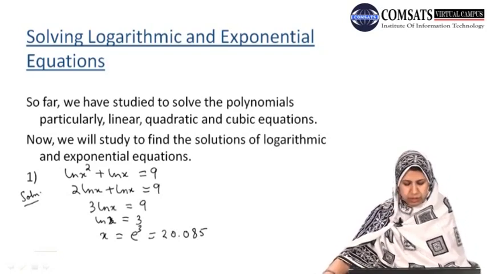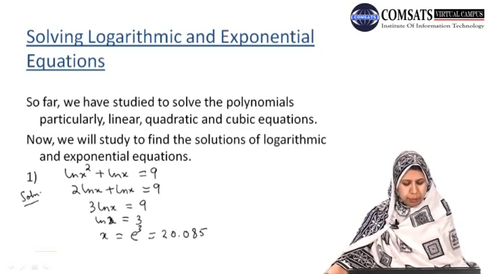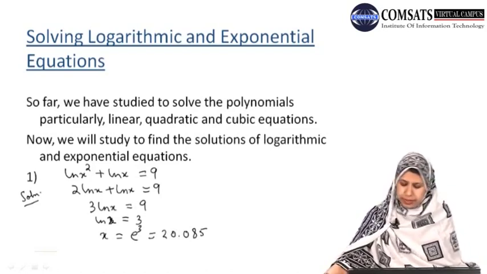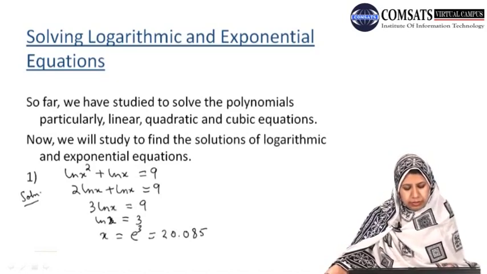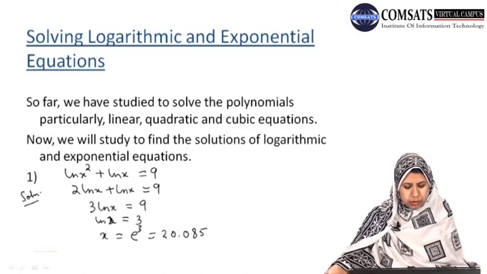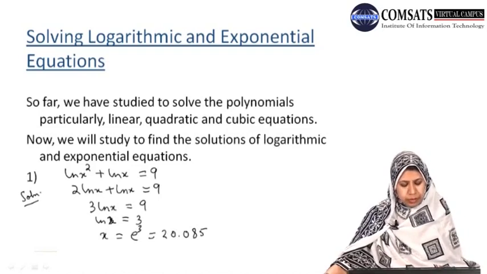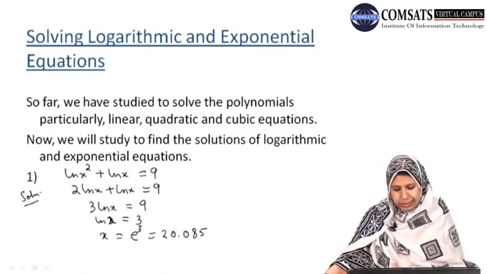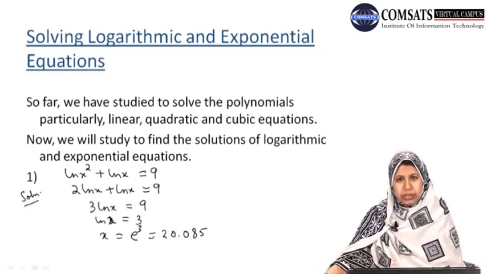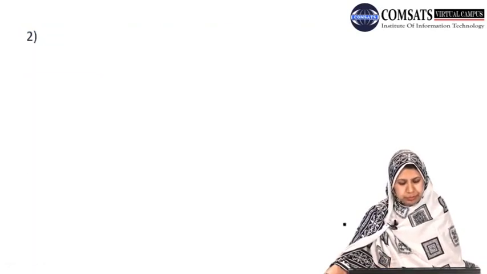We obtain x is equal to e cube, which is equal to 20.085. We will see how we have obtained x is equal to e cube simply by taking the exponential on both sides. We have taken the exponential on both sides. On the left side we are left with x, and on the right hand side we are left with e cube, and e cube is a constant which is approximately equal to 20.085.